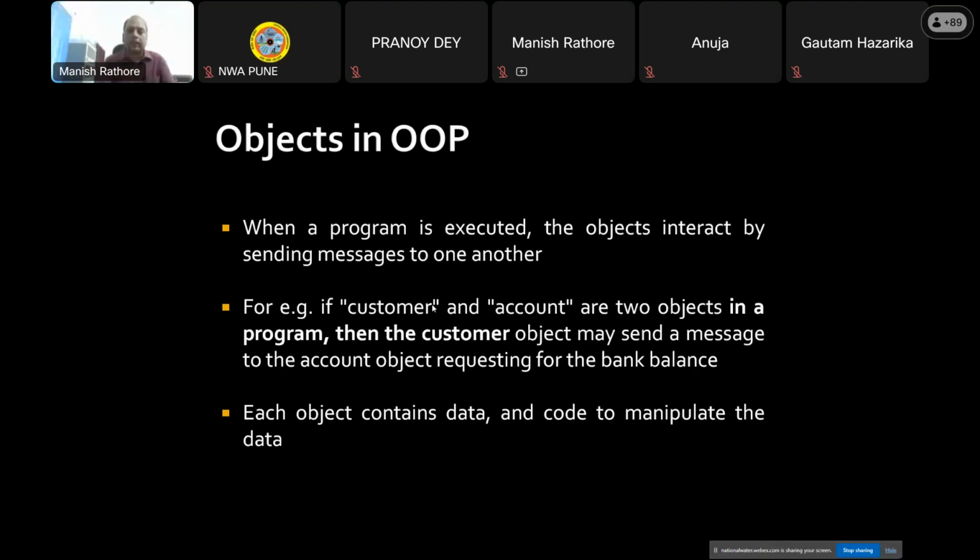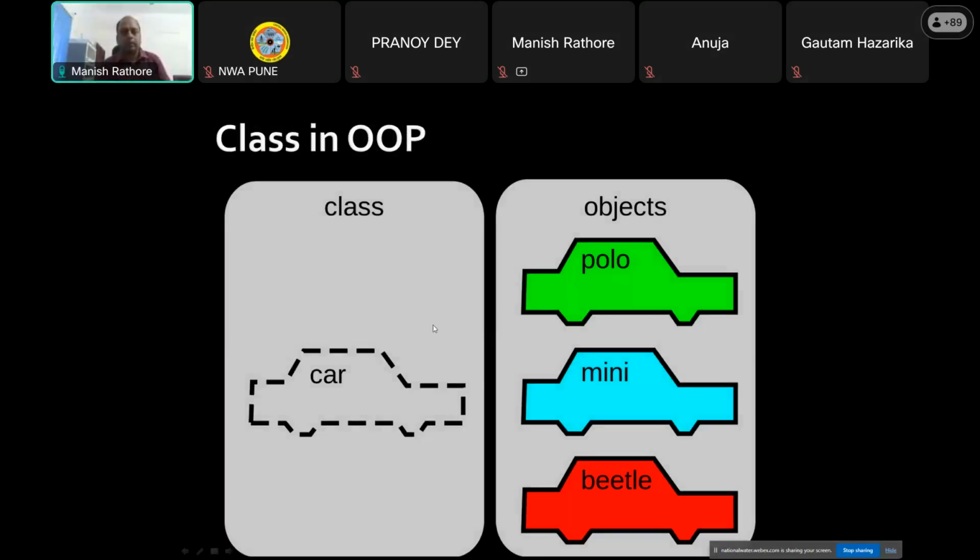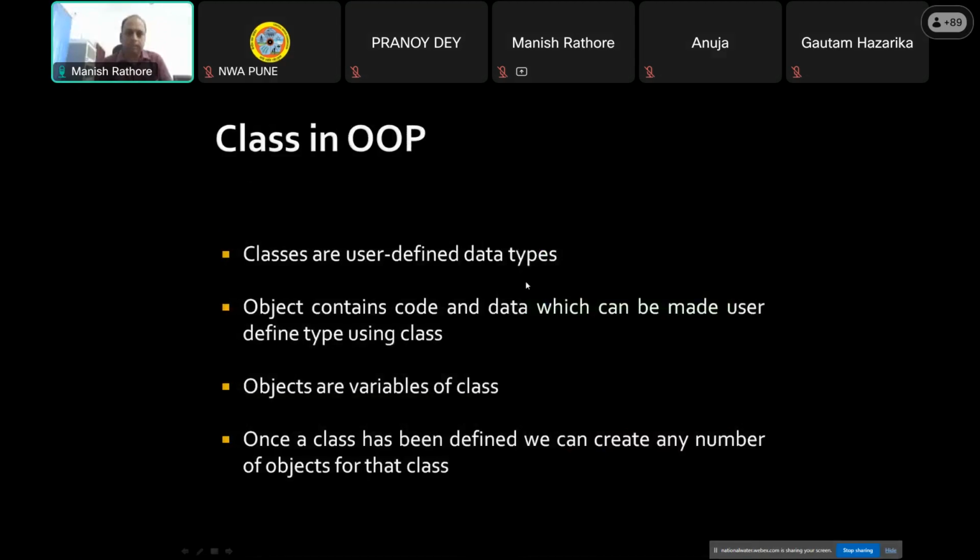Each object contains data and code to manipulate the data, functions which are okay. So you can have a class which is named car, and objects. It can be Apollo, it can be Mini, it can be Beetle, it can be Maruti, it can be Alto, whatever. Okay, so classes are also called user-defined data types. Okay, they are data types. जैसा integer है, जैसा float है, जैसा आपका string है या text है या char है, like that. These are user-defined.